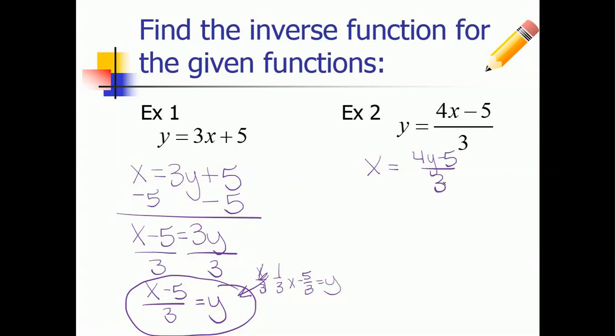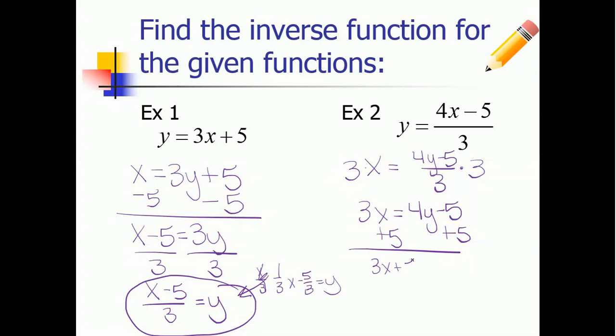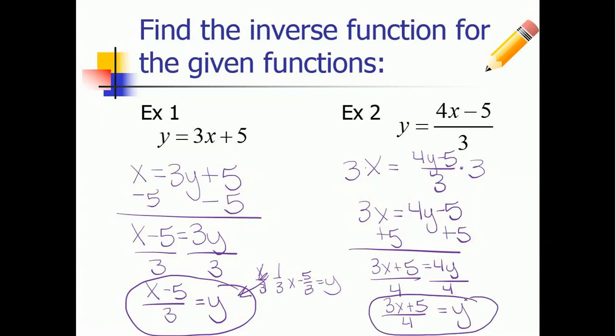Few kids struggle with this. So you can't add 5. You gotta get rid of this division first. So let's multiply both sides by 3. And I'm going to get 3x equals 4y minus 5. Now I can start solving for y. So I'll add 5 on both sides. We get 3x plus 5 equals 4y. Divide by 4. And I have my answer. 3x plus 5 divided by 4 is equal to y. Not too bad, right? Pretty easy. Just flip-flop x and y and you got it.